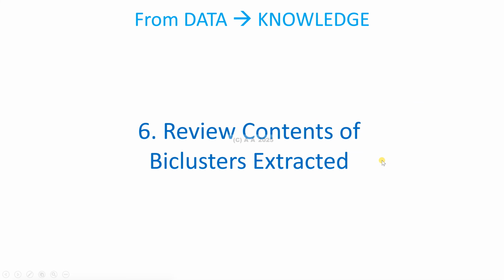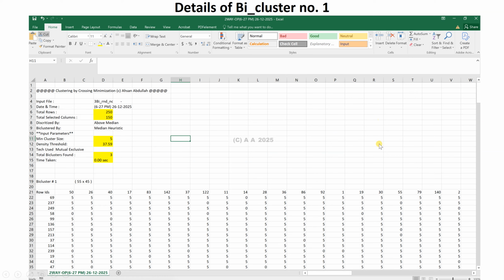Okay, so now let's look at the contents of that Excel file in which the data results were written. This is the Excel file. This is the nomenclature of the Excel file, and this is the size of the image or the data matrix which we worked on, and we set the minimum cluster size to 5. This is the density. 3 clusters were extracted, and it took less than a second. And of course this is bicluster number 1, and this is the bicluster size.